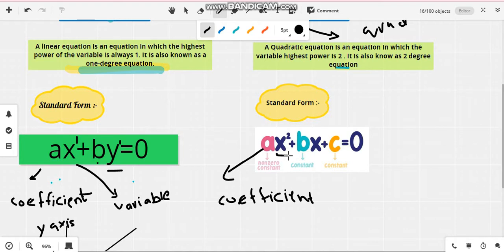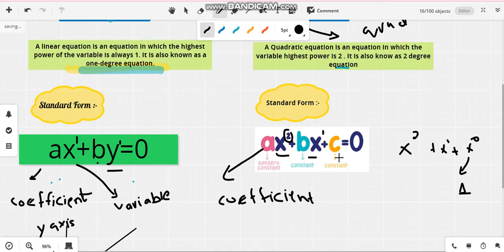You can see here the x power is 2 now. It's mentioned here. After that, if you look at the bx term, the x has no power mentioned, so we already know that its power is 1. After that, c is just a constant term. Here no variable is mentioned. The powers are decreasing: first the x power is 2, then x power is 1, and then x power is 0. In indices, we have studied the rule that any number or variable whose power is 0 always equals 1.